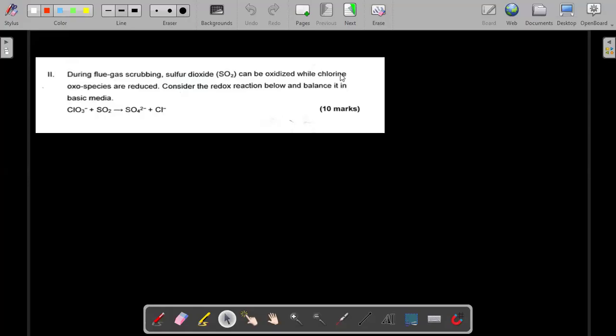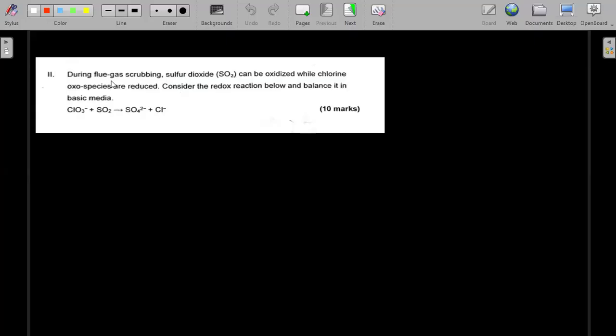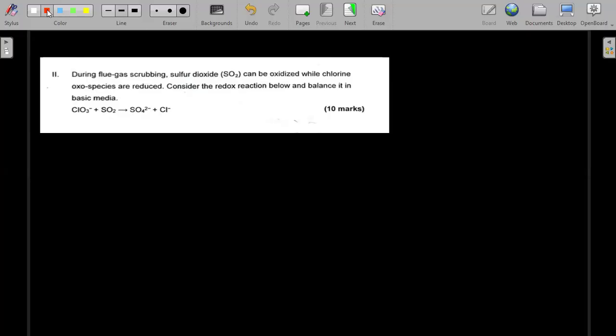So now here there's a question on a redox reaction. Say during flue gas scrubbing, sulfur dioxide can be oxidized while chlorine oxo species are reduced. Then they're saying consider the redox reaction below and balance it in basic media. So we are balancing the redox reaction in basic media.